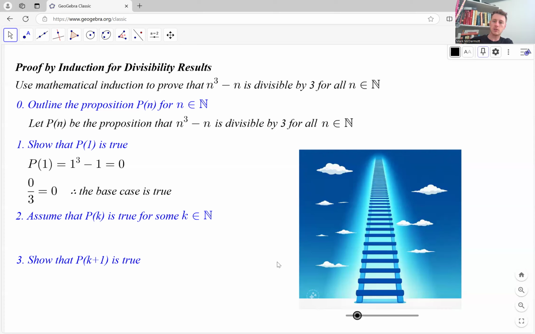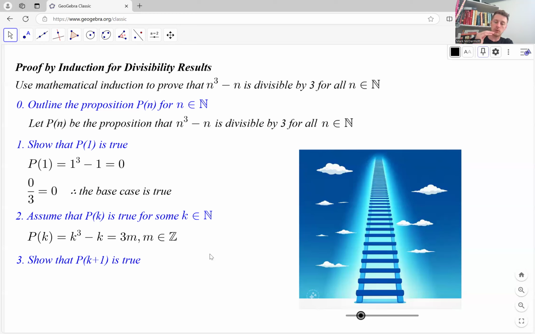Then the process of proof by induction says to assume that P of k is true, where k is some natural number. So let's assume that this is divisible by 3 for some natural number k. Basically that's going to look like this: P of k equals k cubed minus k, which equals 3m. What that 3m means is that the whole right-hand side is divisible by 3. If it's a multiple of 3, then it's divisible by 3. Here m is some integer, so it could be positive or negative.